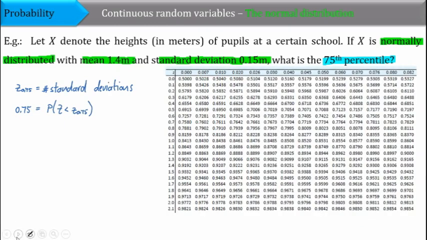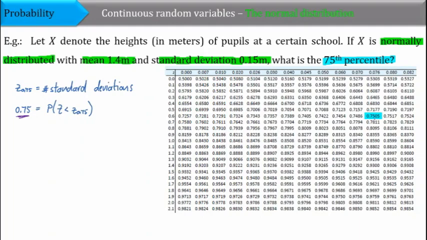So that means if I go to my normal table, then I can just look for 0.75 on the table. 0.7505 is the closest I can get to 75%. Okay, so this is an approximation. Unfortunately, the table doesn't contain 0.75.